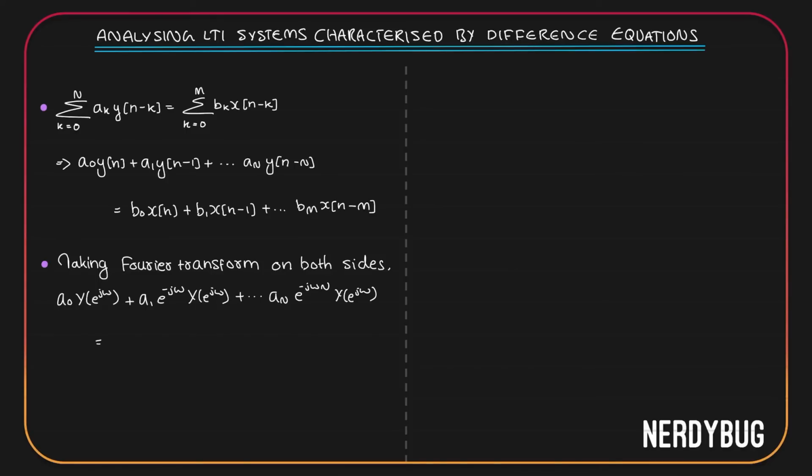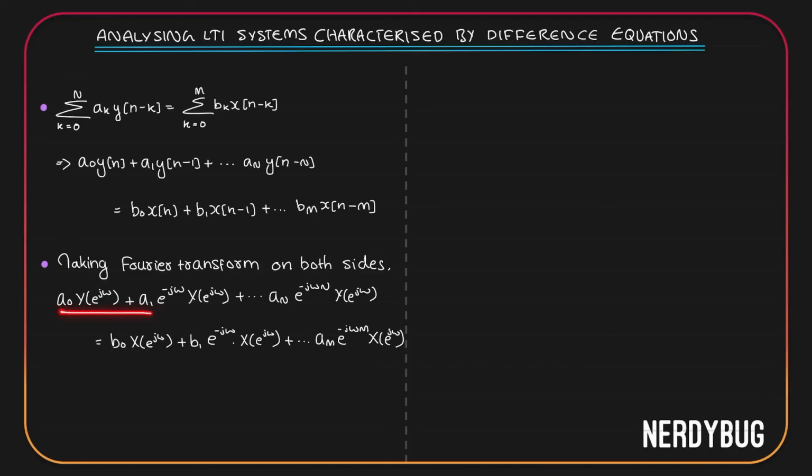This is equal to, on the right hand side we get b0 Fourier transform of x of n, X of e raised to j omega, plus b1 Fourier transform of x of n minus 1, e raised to minus j omega multiplied by X of e raised to j omega, plus the mth term is going to be bM e raised to minus j omega M X of e raised to j omega.